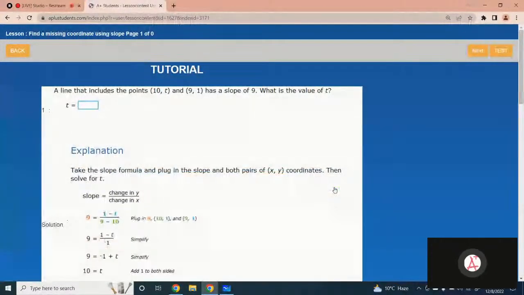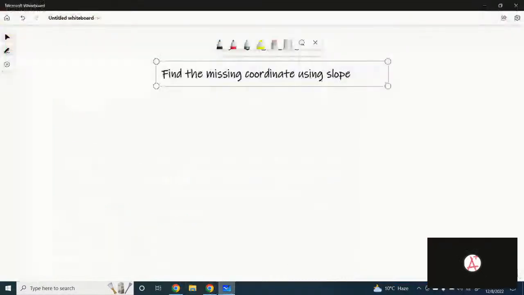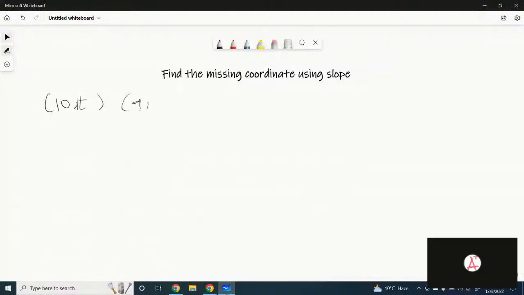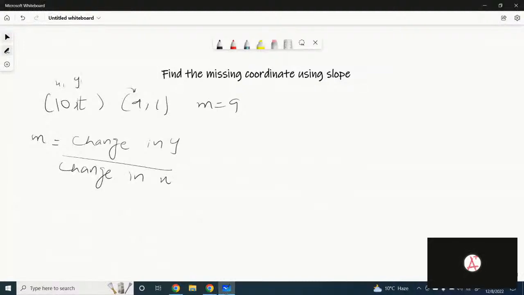A line that includes the point (10, t) and (9, 1) has a slope of 9. What is the value of t? You are given two points. The points are (10, t) and (9, 1), and you are given the slope, that is 9. Got it? So we know that the slope m equals change in y divided by change in x. This is x1, y1, x2, y2, or you can say it would be y2 minus y1 divided by x2 minus x1, isn't it?